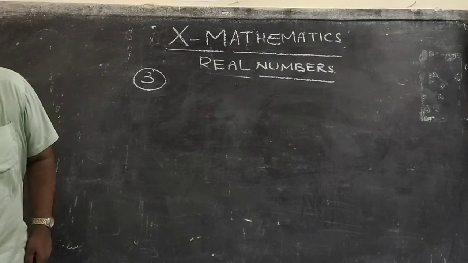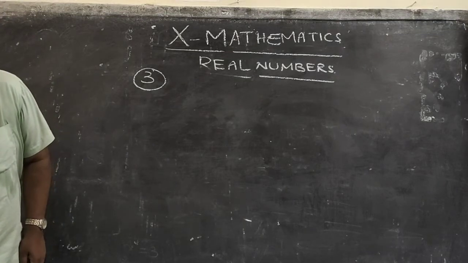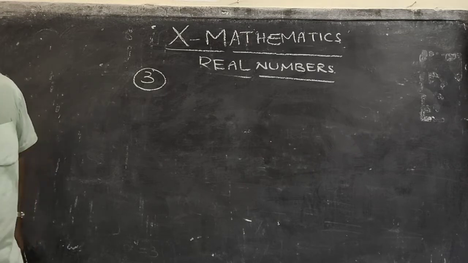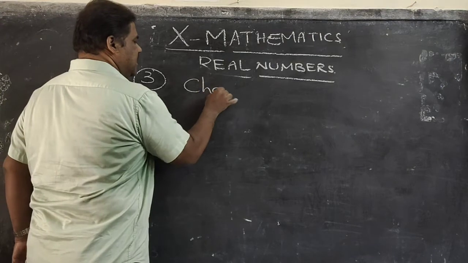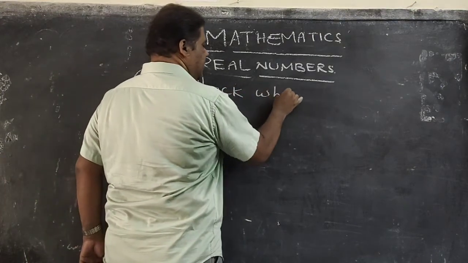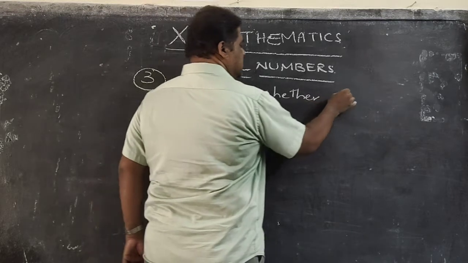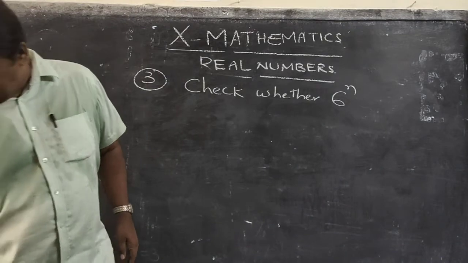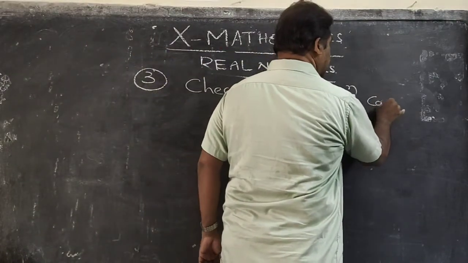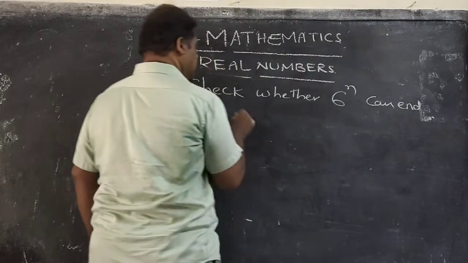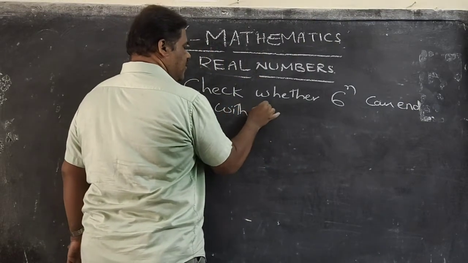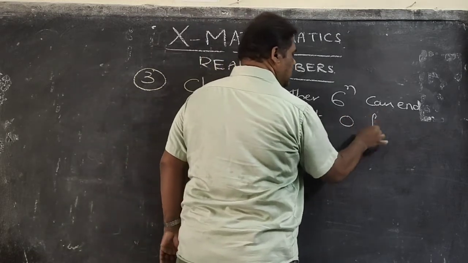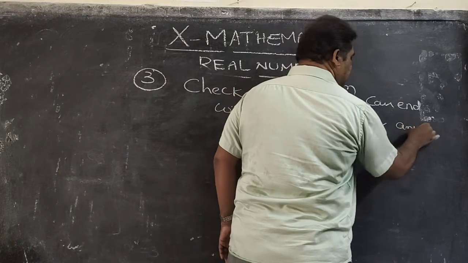Right, question number 3. Check whether 6 to the power n can end with the digit 0 for any natural number n.